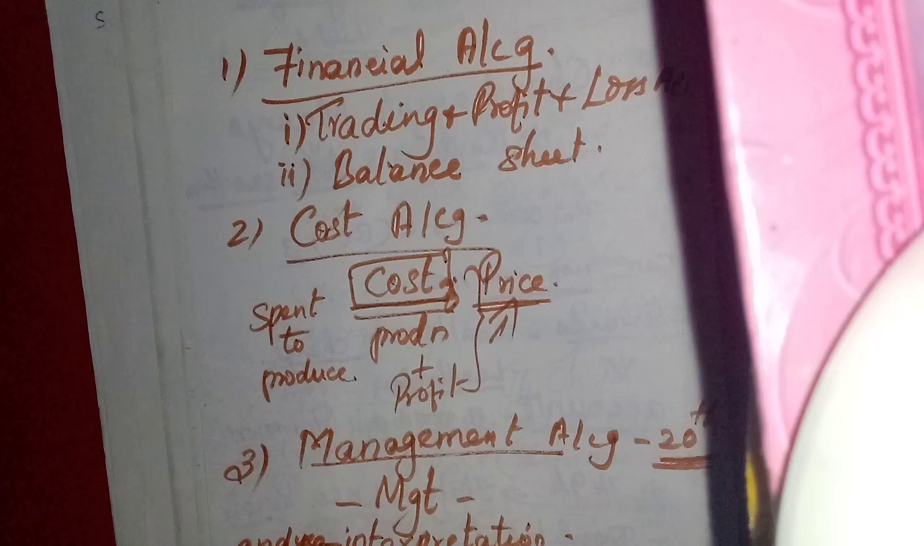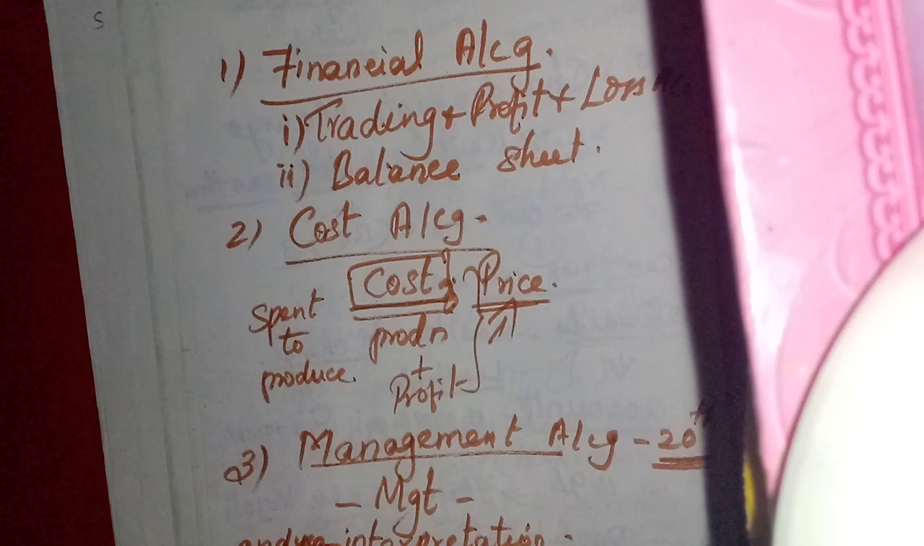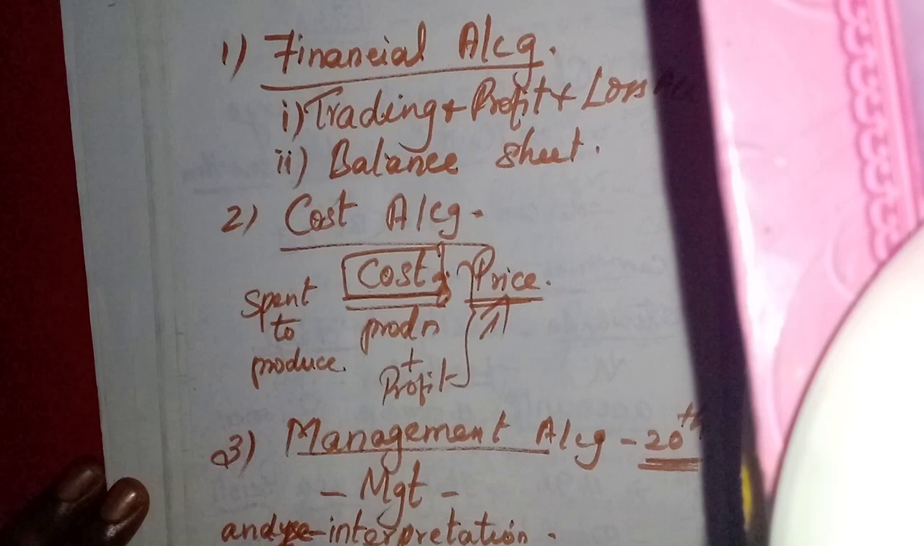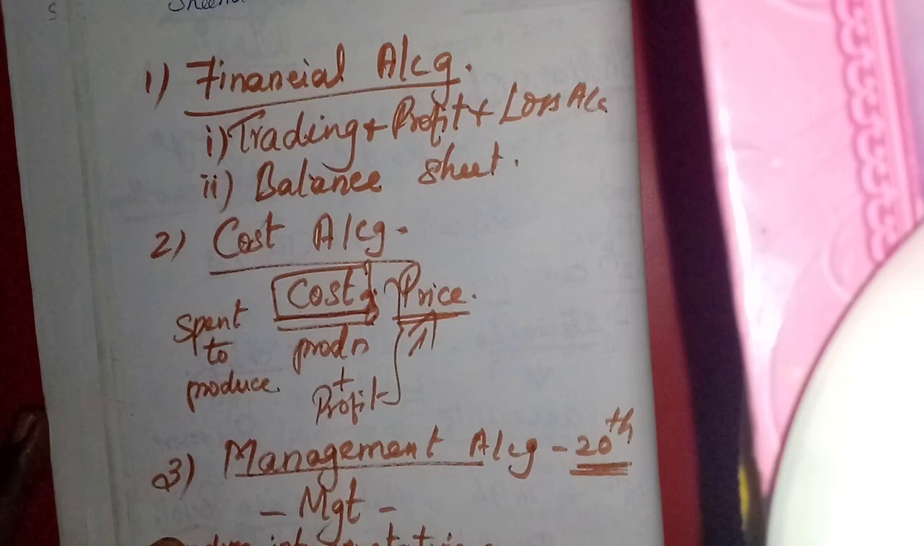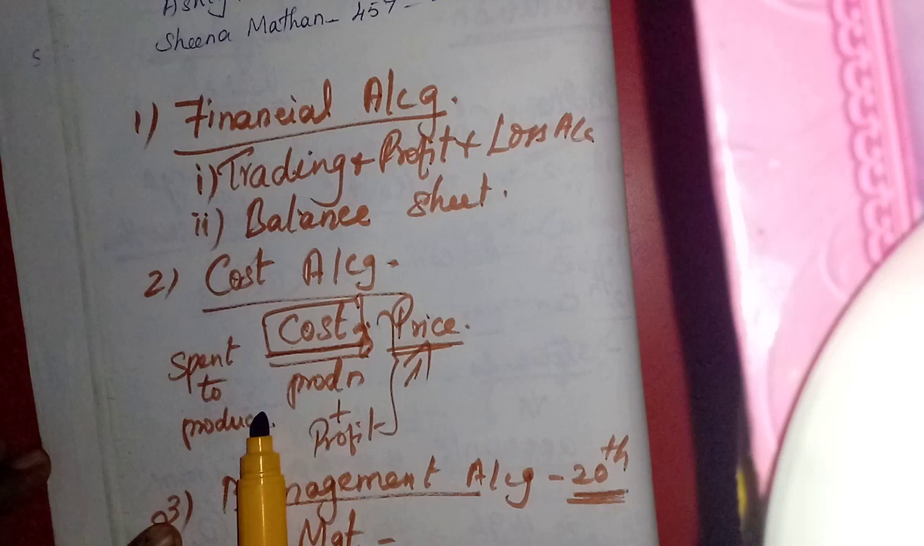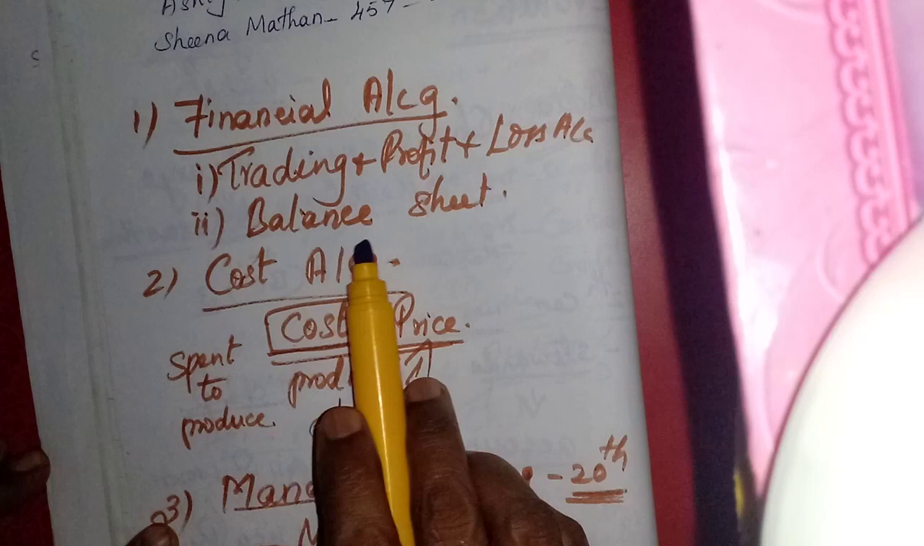At that time they followed financial accounting. That means they wanted to find out whether they had earned any profit or loss. So they prepared the trading and profit and loss account. Then to find out their financial position, they prepared the balance sheet. So that is called financial accounting.